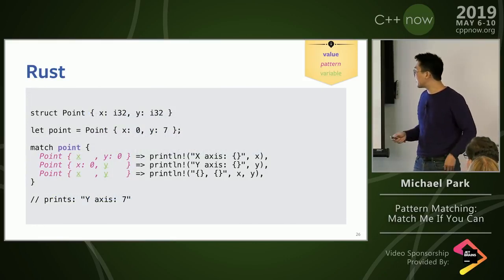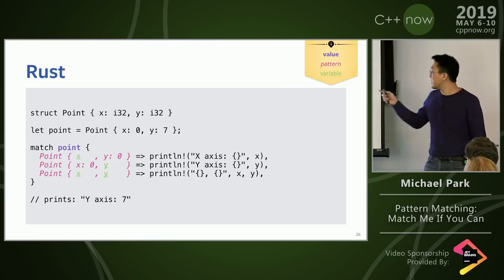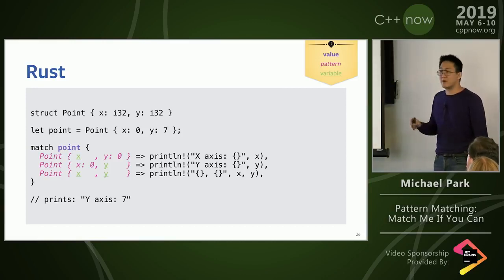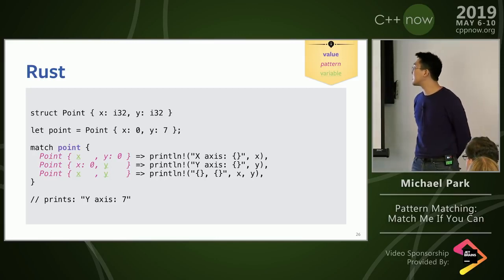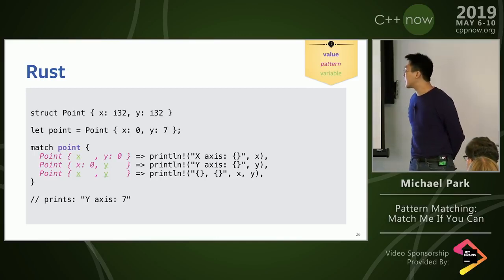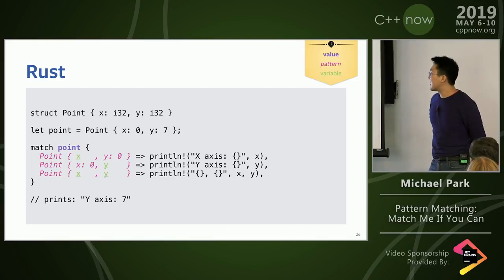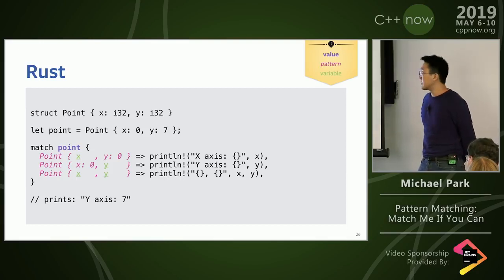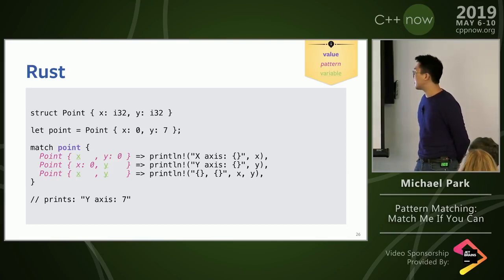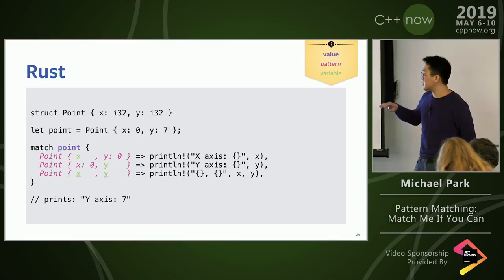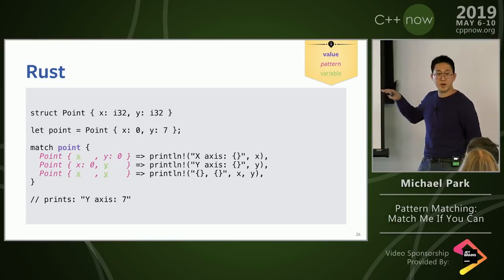So here's an example. I don't know why I skipped that. Anyway, so here's a Rust example. We declare a simple point structure. We create an instance of point with 0 and 7. We can match on that point, and then the patterns are x, y equals 0, or x equals 0, y, or x and y. And so in this case, we would try to evaluate each pattern in order.